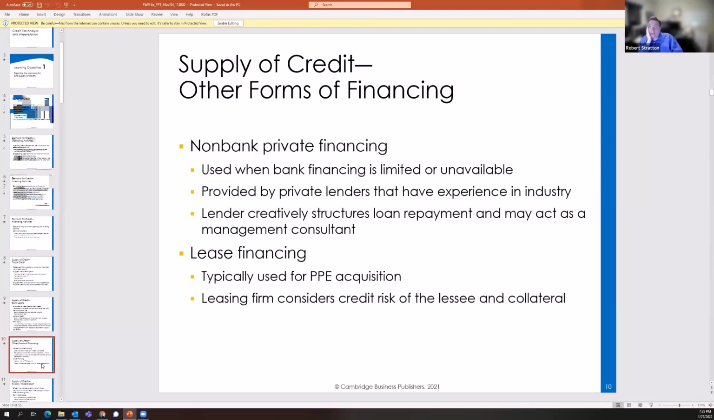Okay, supply of credit, other forms of financing. There's non-bank private financing, with all sorts of different wacky things here. Everything from the mob, kind of, to insurance companies. They have all that money sitting there waiting for claims, and they'll invest in companies and lend out. Pensions will lend out. Private equity will often lend out money. Those are all examples of non-bank private financing.